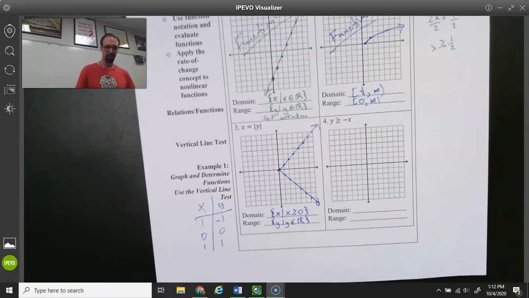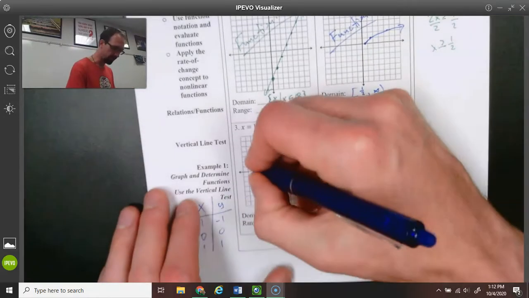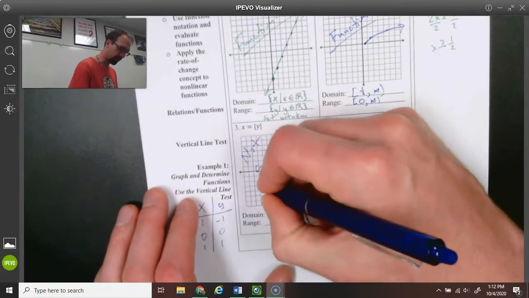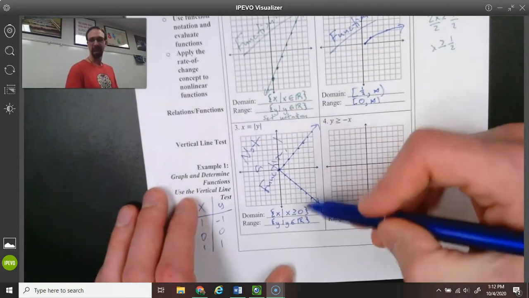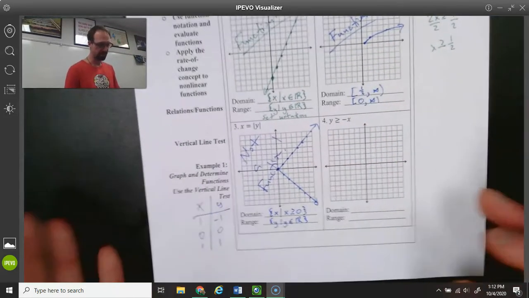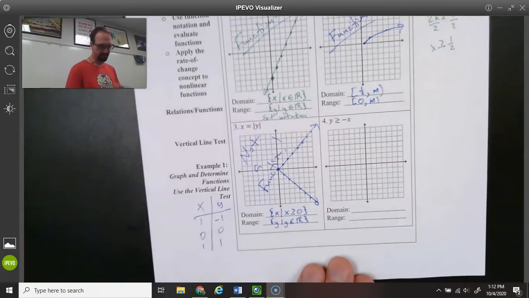Number 4, this is an inequality. Oh, sorry, this is not a function. Not a function. This fails the vertical line test. Any point past 0 fails the vertical line test. It has to.